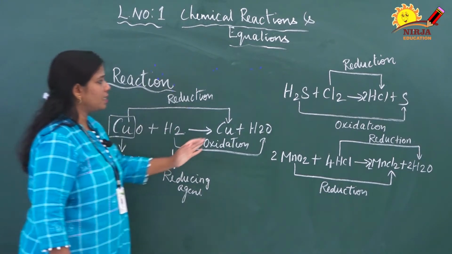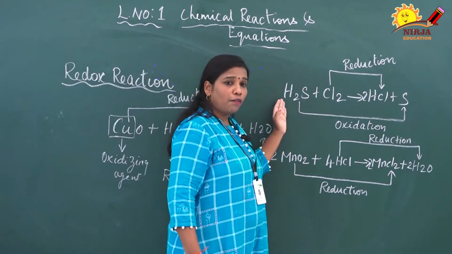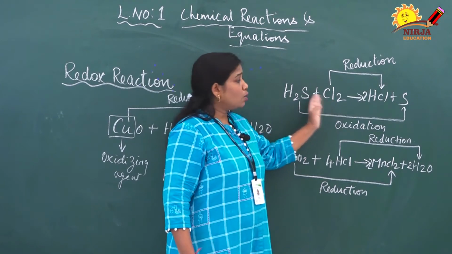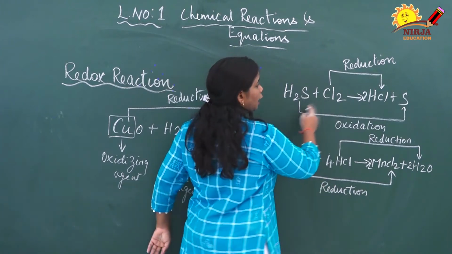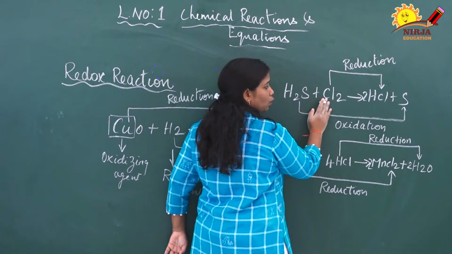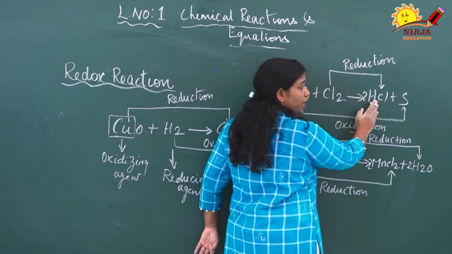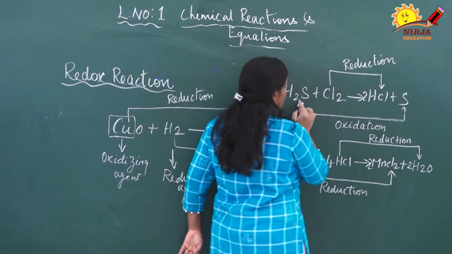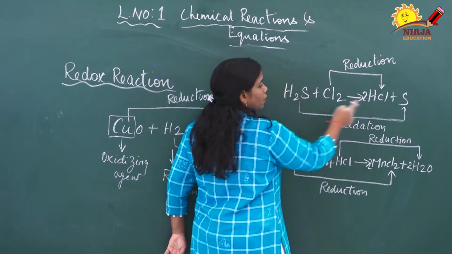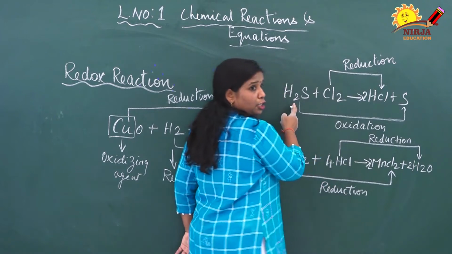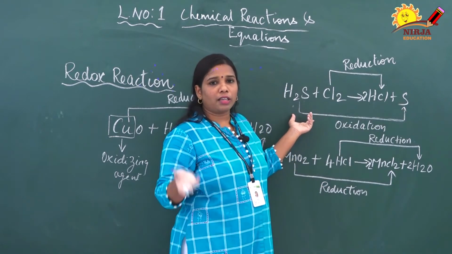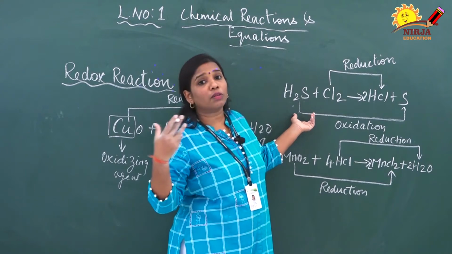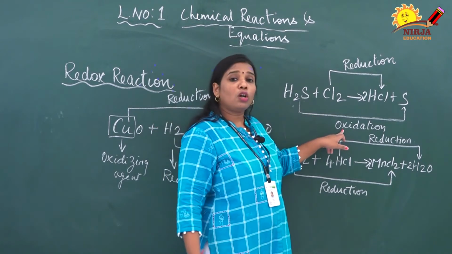The next one we are seeing is hydrogen sulfide reacting with chlorine. The hydrogen sulfide loses hydrogen. It reacts with the chlorine and produces hydrochloric acid as well as sulfur. Here you see the sulfur lost the hydrogen, H2 is removed. So removal of hydrogen, or adding of oxygen, is called oxidation.